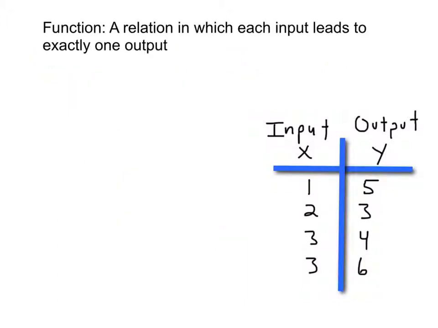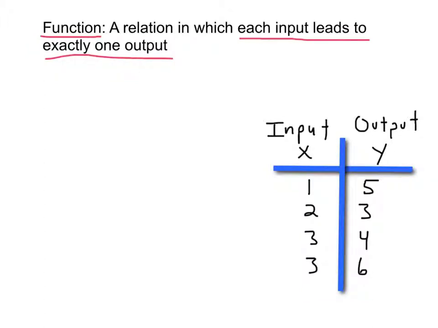Okay, now we're ready to define the word function. Now the function is extremely important in mathematics, and a function is a relation, so it's still an input-output relationship, but it's a relation that has a very special quality. So it's a relation in which each input leads to exactly one output. Okay, so that's the key for a function, that each input leads to exactly one output.